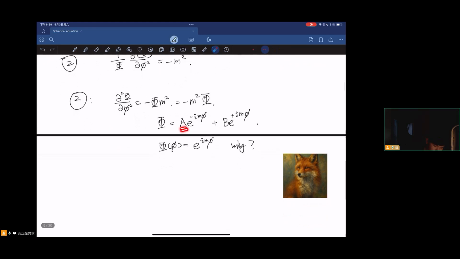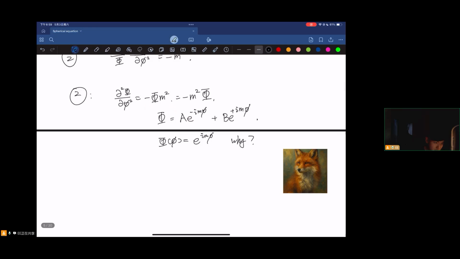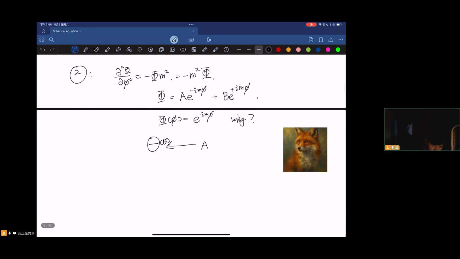Secondly, the constant a in front of the exponential, we can let the big theta absorb it. Okay, what does it mean? It means whatever the a is, I want to put it into the big theta equation. Because remember, the wave function is equal to R times Y, and Y is equal to R. Okay, let me write it into this form.